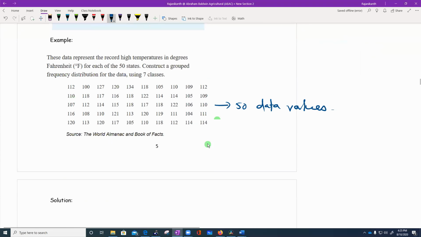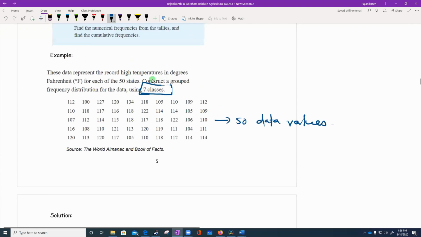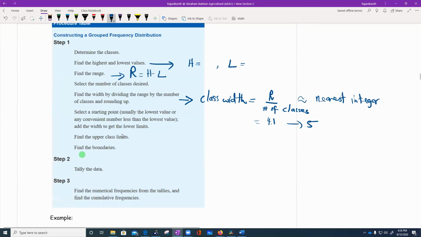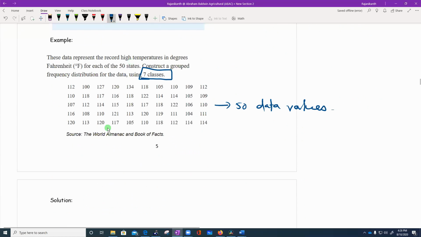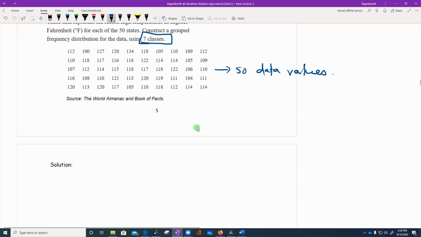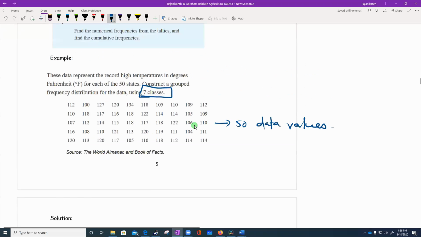Okay, this is a very good example for you guys to work on for the grouped frequency distribution. Look here. They are telling you, hey, could you make 7 classes? You know the number of classes, right? Once you know the number of classes, follow these steps to make the frequency distribution table. Roughly, I'm explaining here.